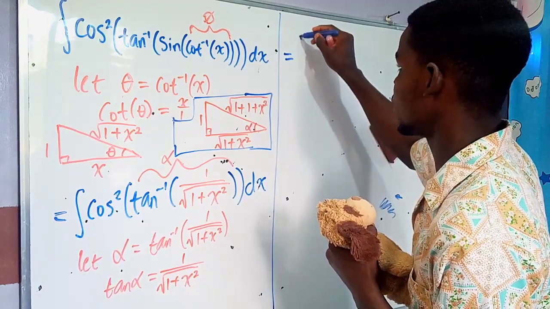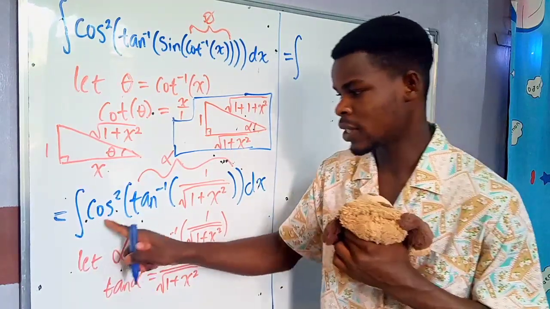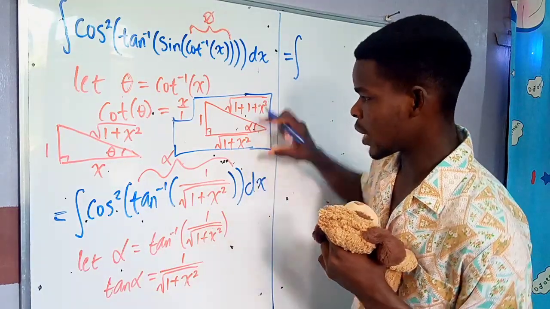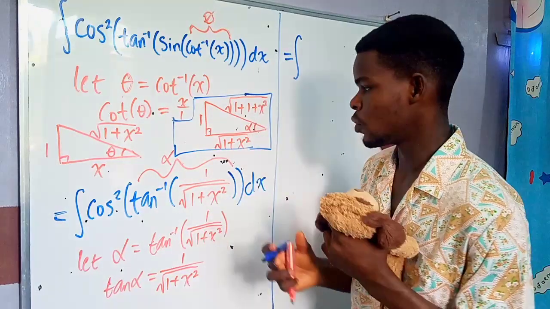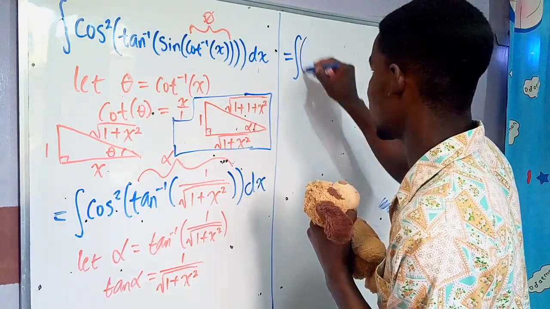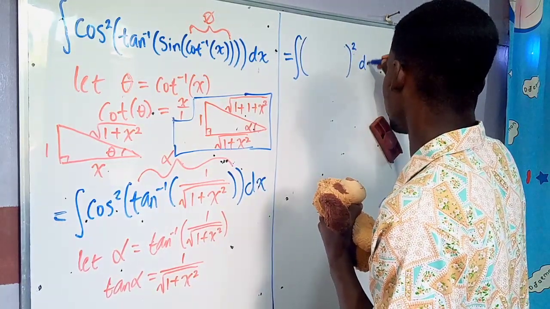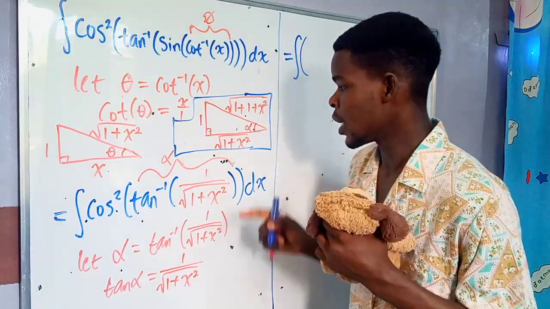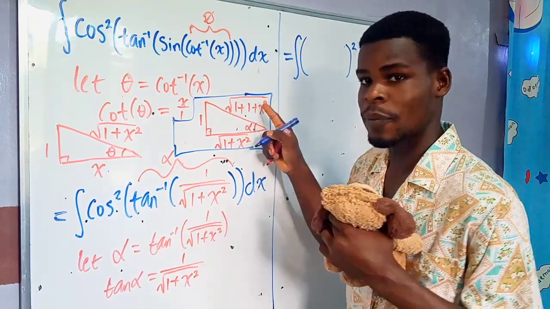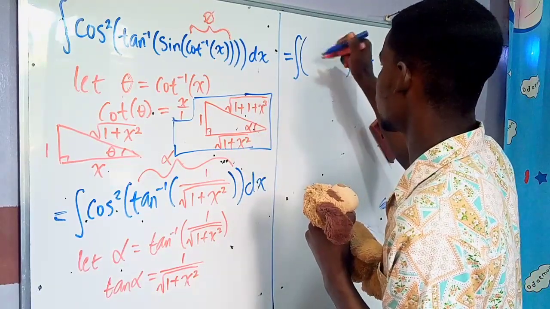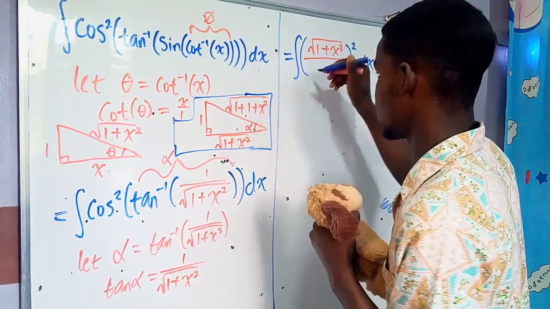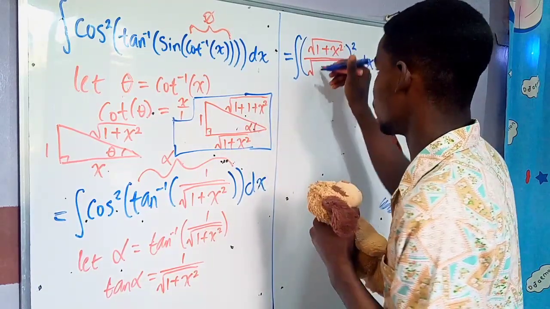So this will become the integral of, now we have cosine squared of alpha, because we've called the whole of this alpha. Looking at this right angle triangle, we can now find what sine or cosine or whatever trig function of this angle will be. So cosine squared of alpha is going to be the square of cosine alpha. We are just going to have to square that when we are done finding out what cosine of alpha is. From the right angle triangle, cosine of an angle is adjacent over hypotenuse. So that means we're going to have the square root of 1 plus x squared divided by the square root of 1 plus 1, which is just 2, plus x squared.